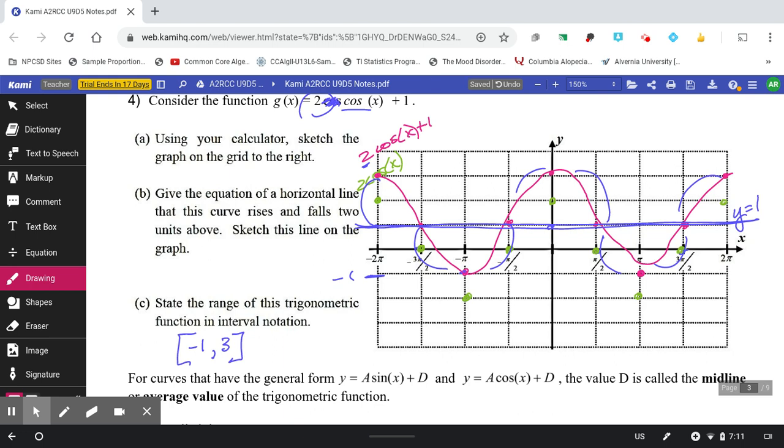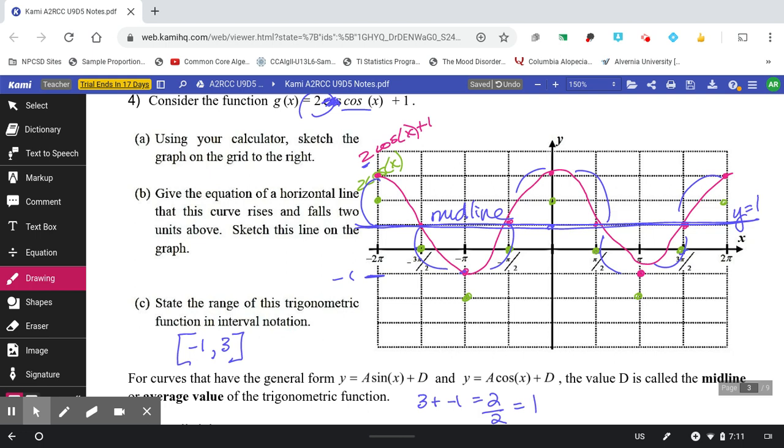Okay, so if you take a look at this, this is called the midline. It's right smack in the middle. It's the average of the maximum and the minimum. It's called the midline. So the maximum is 3, the minimum is -1. If we take an average of those, 3 plus -1 is equal to 2, and we're taking the average of those, so you divide it by 2 and you get 1. All right, so that's how you would find the midline.